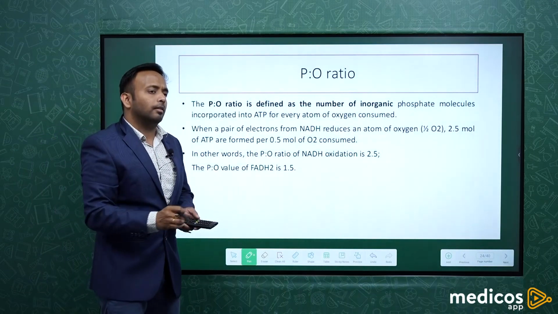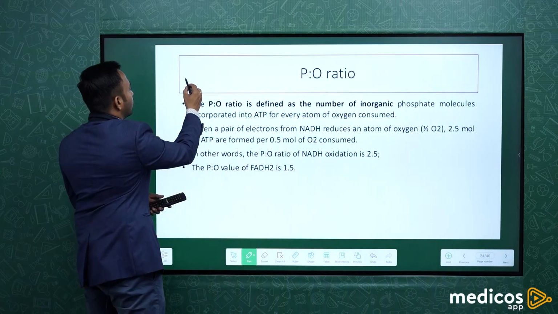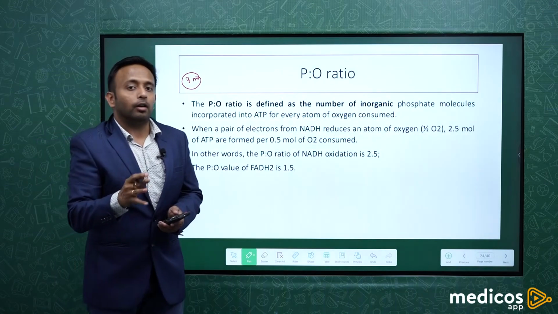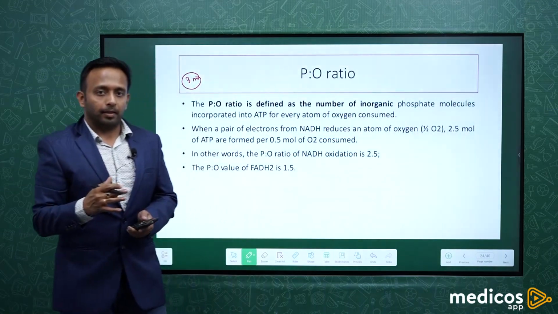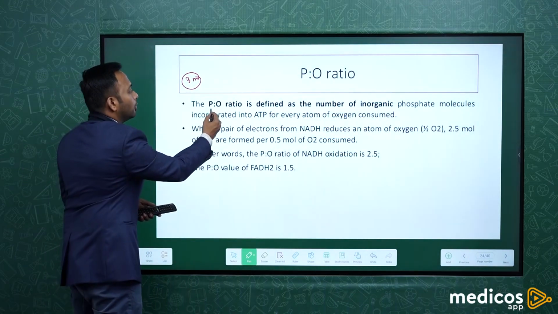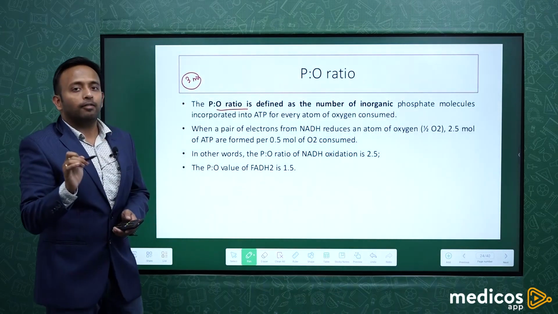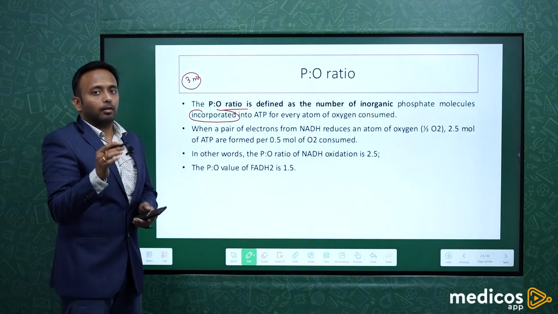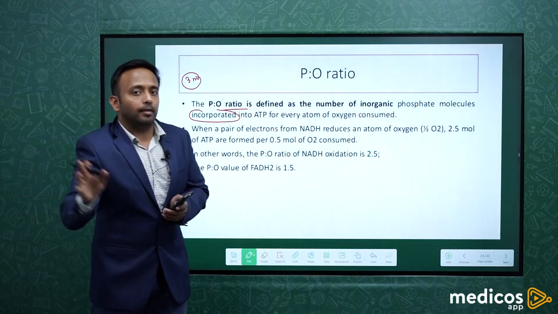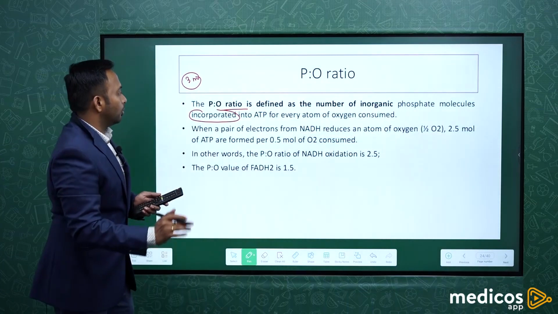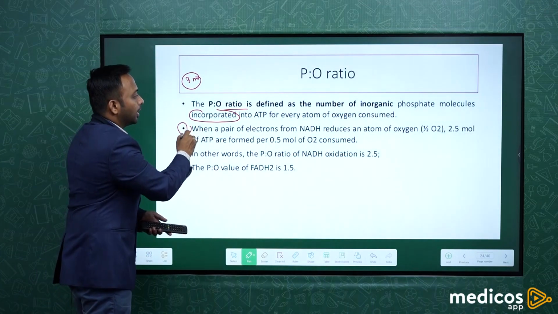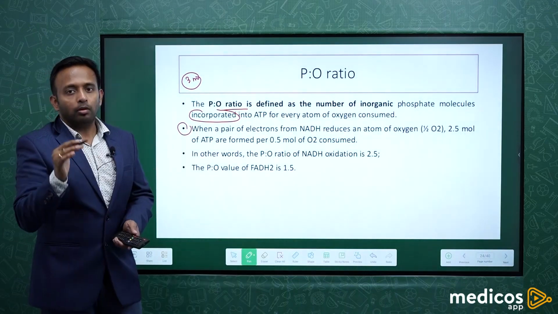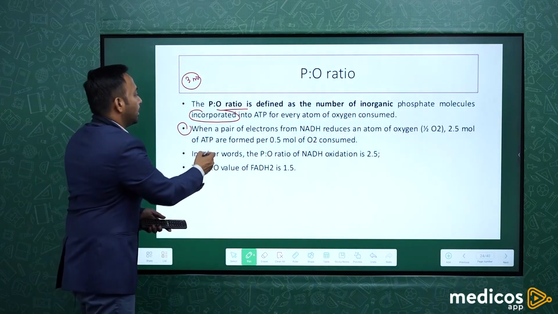There is one more small concept, the PO ratio, which can be asked as a 3-mark question in the exam. Finally, at the electron transport chain, what we are consuming is oxygen. The PO ratio is defined as the number of inorganic phosphate molecules which are incorporated into ATP, that is, how much oxygen is used to synthesize ATP. So that is called the PO ratio. When a pair of electrons from NADH reduces an atom of oxygen, that is half O2, 2.5 moles of ATP are formed.